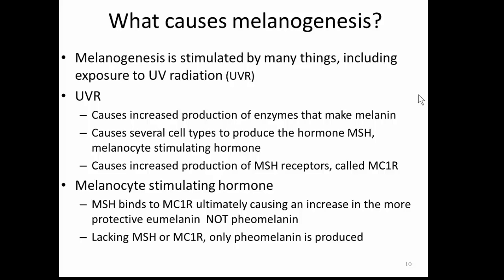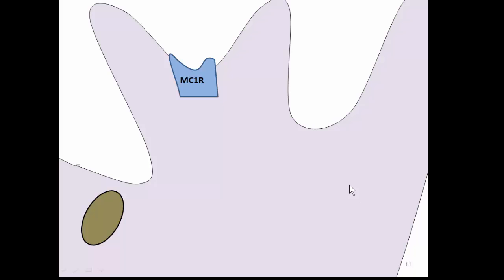So the eumelanin, that darker melanin, is much more protective against UV radiation than the pheomelanin. And when MSH binds to the MC1R receptor, we produce more eumelanin and not so much of the pheomelanin. So if someone lacks MSH or lacks a receptor for MSH, usually only the pheomelanin is produced. So to kind of explain this further, I have a little animation I want to show you.